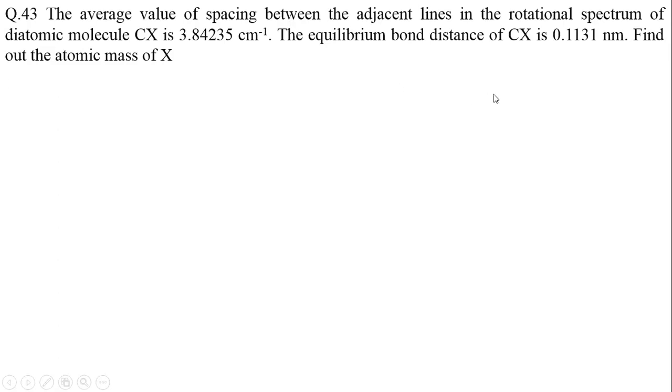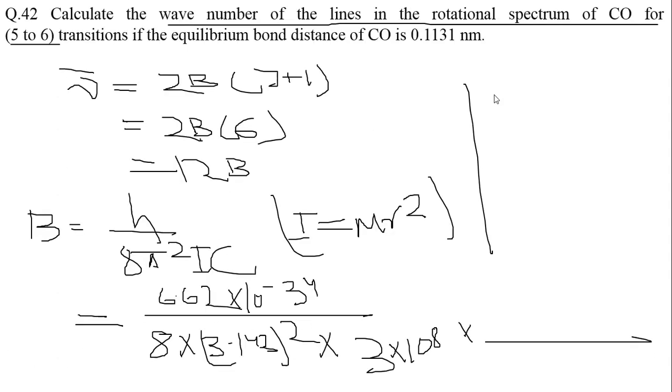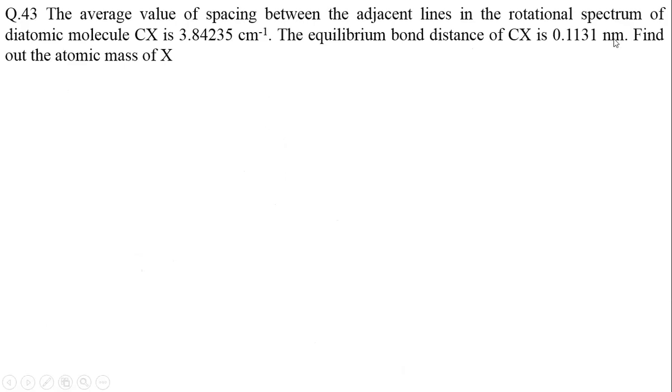If you compare it with the previous question, the equilibrium bond distance was 0.1131 nanometer there, and it is 0.1131 nanometer here. So you can easily say that X will be oxygen only, that is, the mass number will be coming out to 16. So how can we calculate?